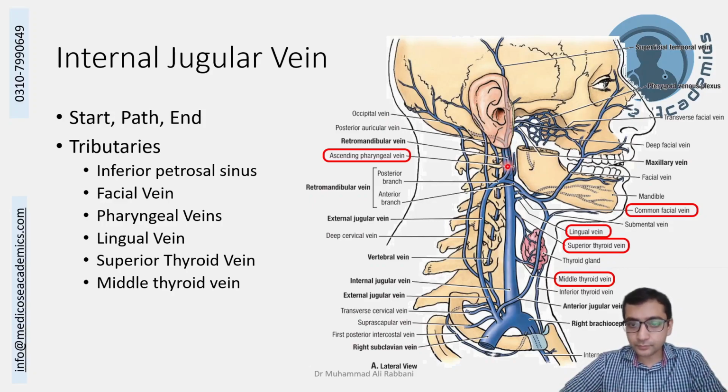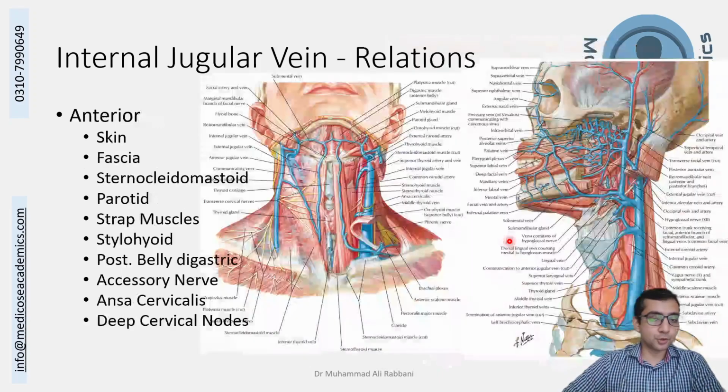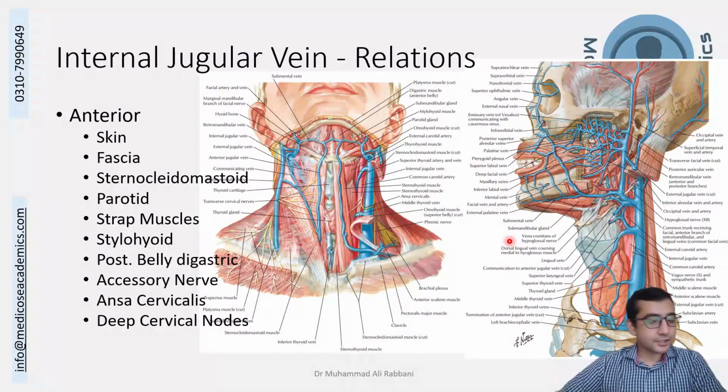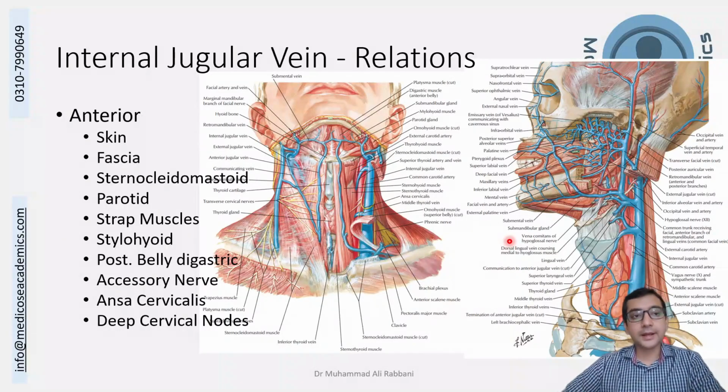As we go down, you can see different veins that are draining into it. There is ascending pharyngeal vein, counterpart to the artery. There is common facial vein, there is a lingual vein, sometimes through a common trunk, sometimes separately. Then there are superior thyroid veins from the thyroid, then middle thyroid vein from the thyroid, and these are the veins that are draining into the internal jugular vein. The relation of the internal jugular vein is a commonly asked exam question.